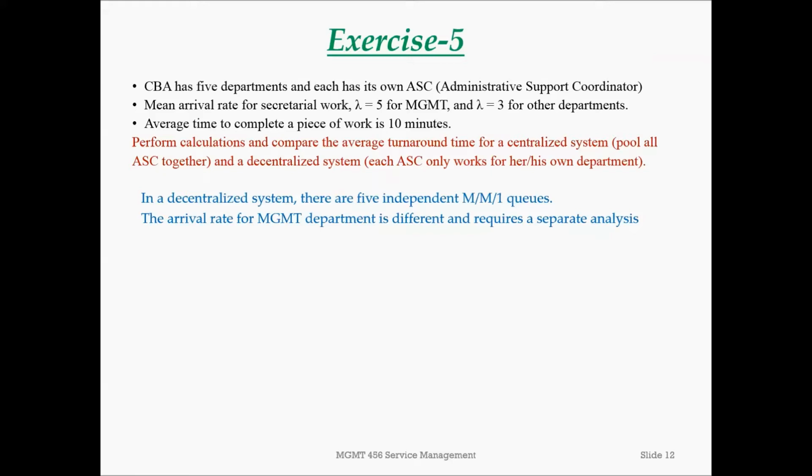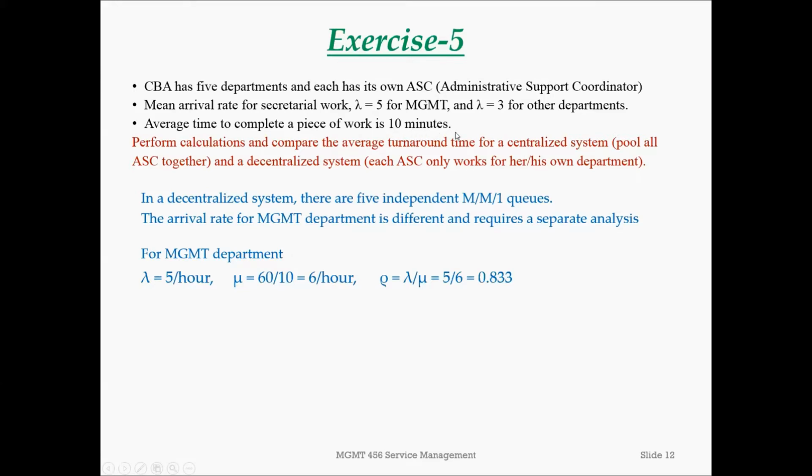So let's start with the management department. For management department, this is the MM1 queue. So how do we analyze it? The first thing we need to do, identify lambda, identify mu, and calculate rho. So lambda is 5 per hour. This is given information. Mu, we don't know. We only know it takes about 10 minutes to process 1 work order.